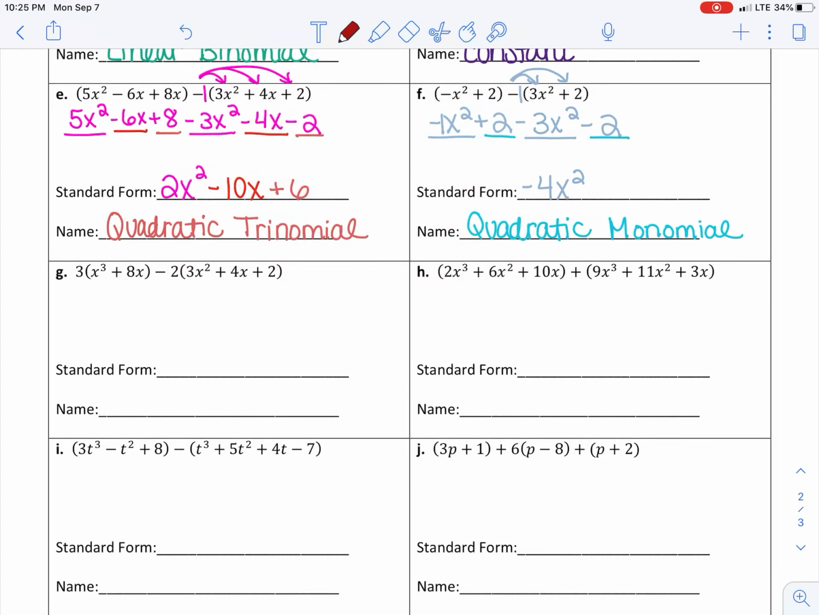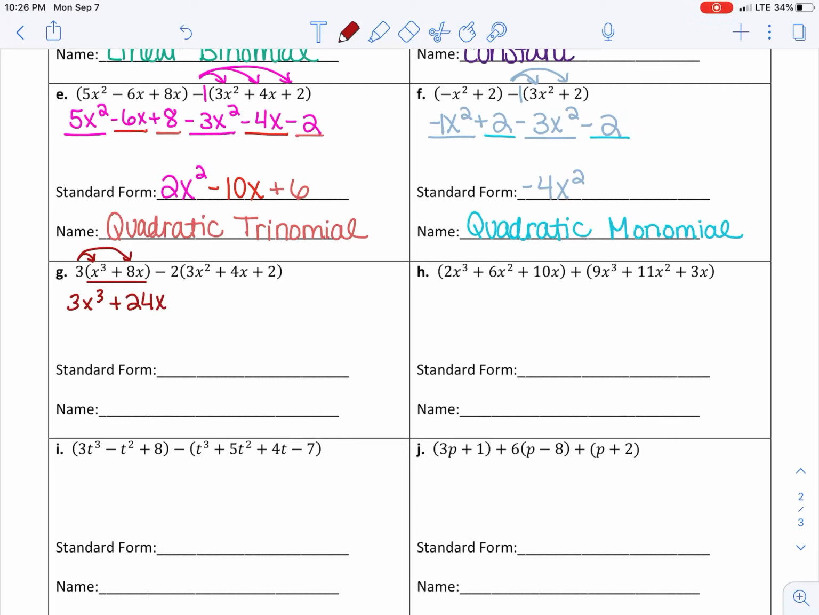Okay, let's go ahead and look at G. Here we do have that negative, but the problem is we can't just rewrite x to the third plus 8x here. We can't just rewrite that because we have this 3 in front. So we need to distribute first. So we're going to take that 3 times x to the third, and we get 3x to the third. Then we take 3 times 8x, and we get 24x.